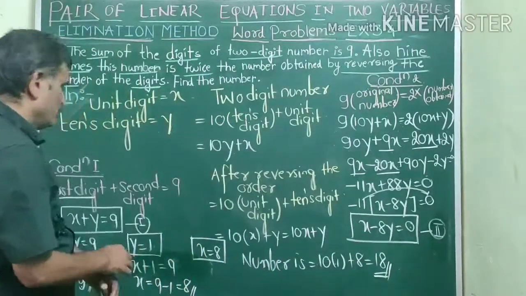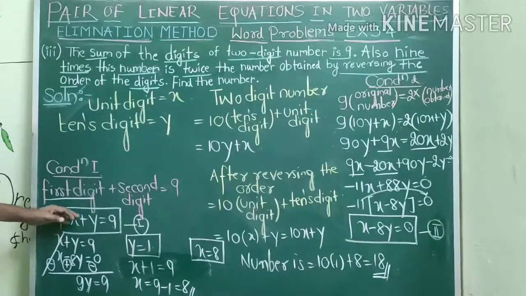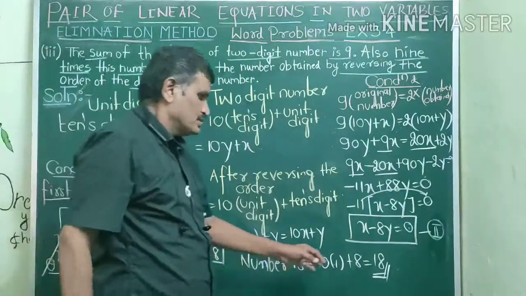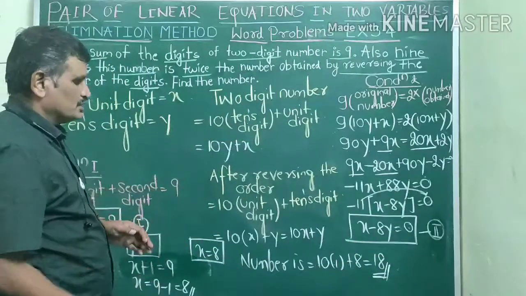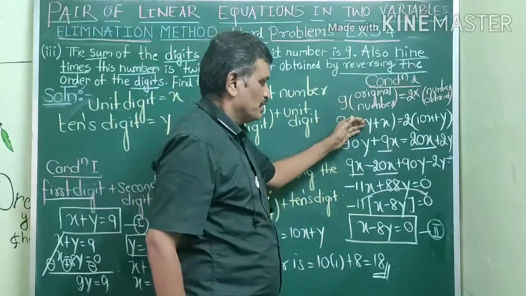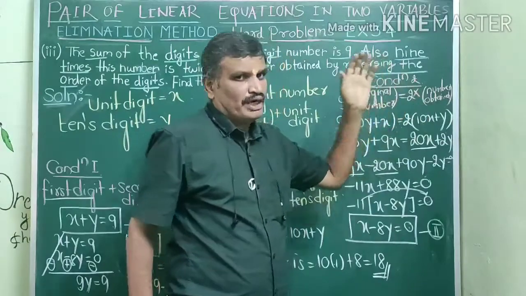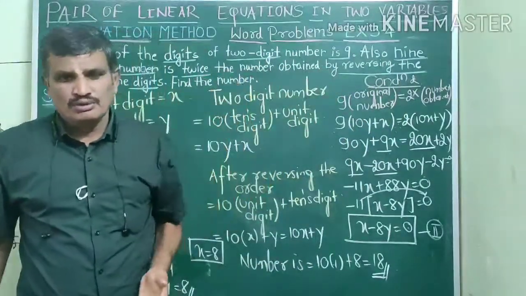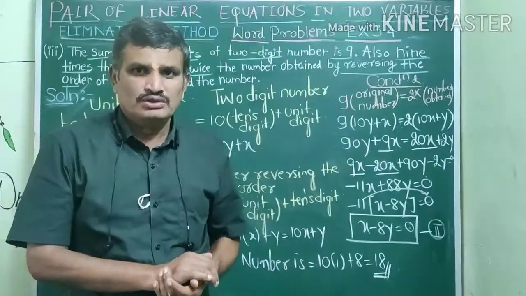And if you want to verify the answer, you can verify yourself. The sum of the two digits is how much? 1 plus 8 is equal to 9. And after reversing the digit, just check it out. 9 times the original number will always be equal to 2 times the number obtained by reversing the digit. So you can create your own problems of this type at home. I hope you understood the method.